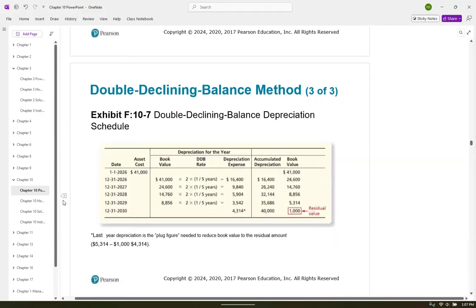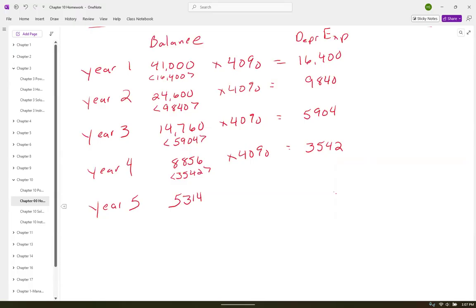So in year four we had the 5,314, which was the book value or balance. In this year five, we are just going to subtract the $1,000, and our depreciation for that year will be 4,312. Okay.